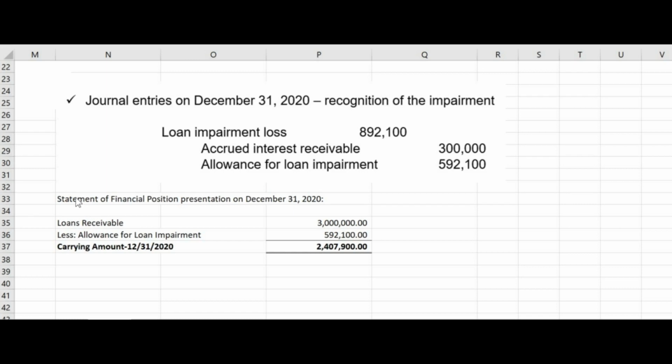So, when we are going to present this in our statement of financial position on December 31, 2020, this will be our presentation. So, yung loans receivable natin, ang principal amount ay 3 million na lang. Then, i-deduct natin yung allowance for loan impairment na 592,100. So, that's a total of 2,407,900, which is equivalent, of course, to the carrying amount of your loans receivable as of December 31, 2020. And actually, that's also the amount now of the present value of your future cash flows.